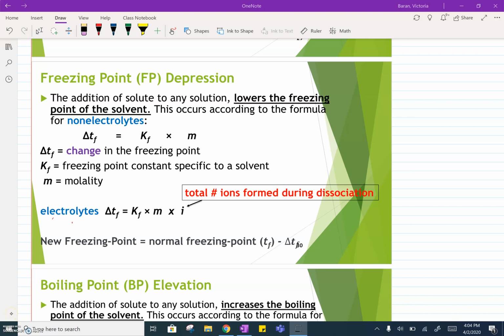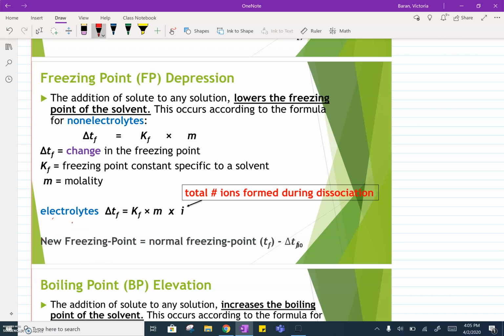Alright, so I'm going to continue from where I left off in the last video and go over how to calculate the freezing point depression and boiling point elevation. So there's a few different things you can be solving for. You can be solving for the change in the freezing point. So that's what this represents. Or you can be finding the new freezing point.